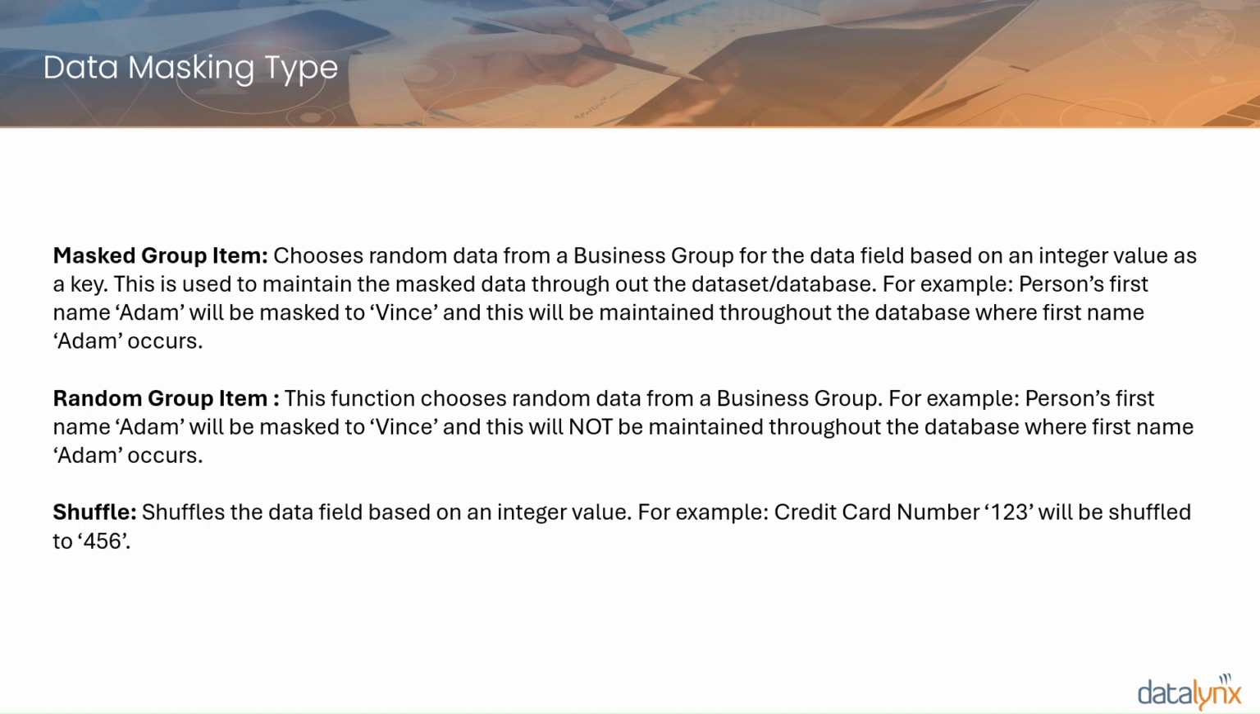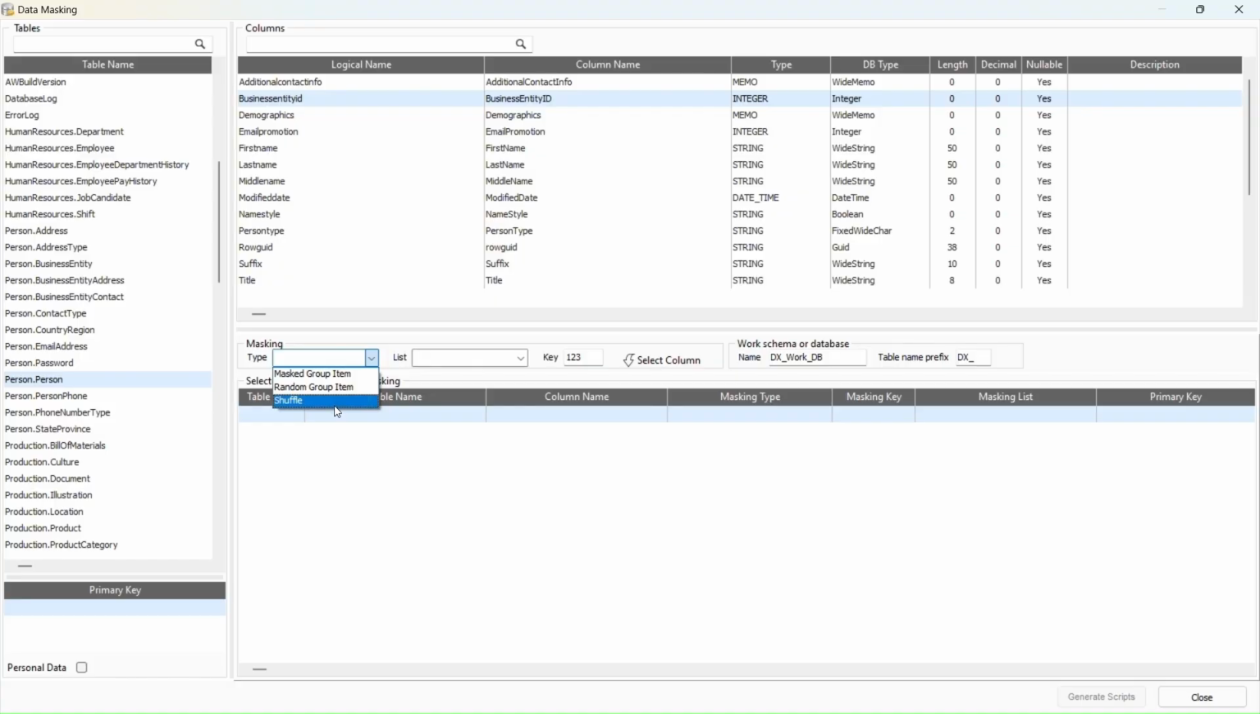Shuffle shuffles the data field based on an integer value. For example, credit card number 123 will be shuffled to 456. We will elaborate this as we move forward.